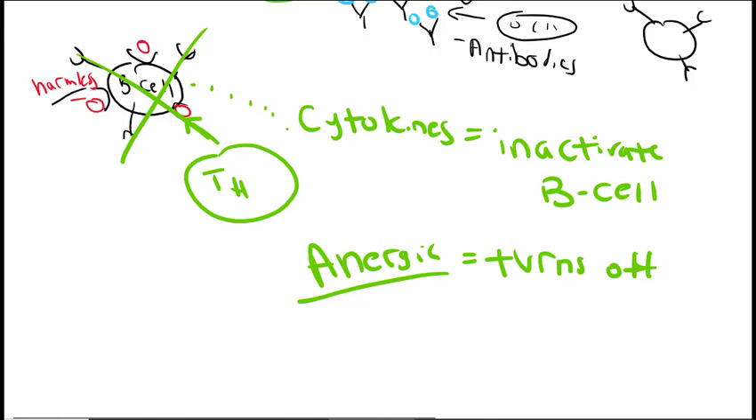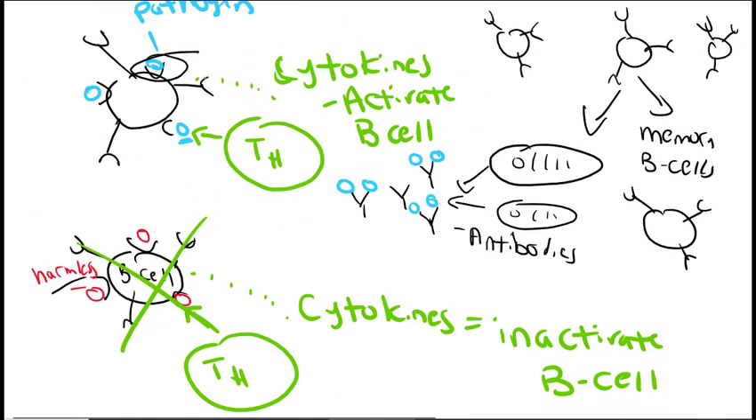Okay? So this is basically the humoral immunity. In both of these cases, a helper T cell was required to either activate or inactivate the B cell.